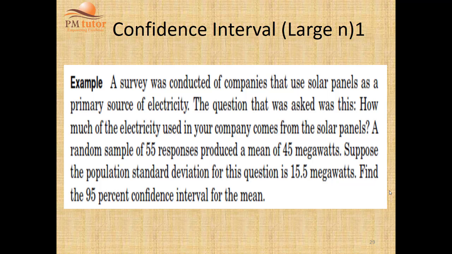A survey was conducted of companies that use solar panels as a primary source of electricity. The question that was asked was this: how much of the electricity used in your company comes from the solar panels? A random sample of 55 responses produced the mean of 45 megawatts. Suppose the population standard deviation for this question is 15.5 megawatts. Find the 95% confidence interval for the mean.